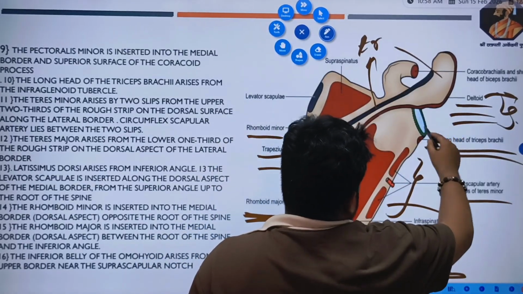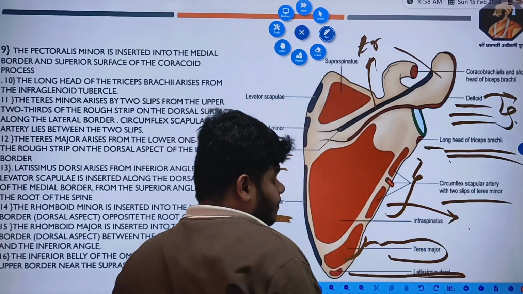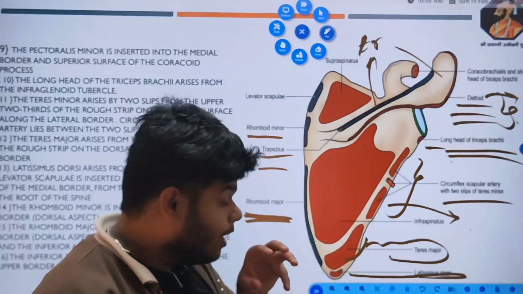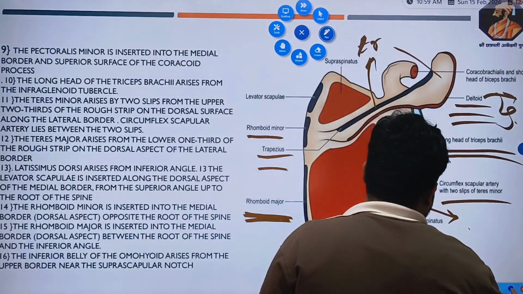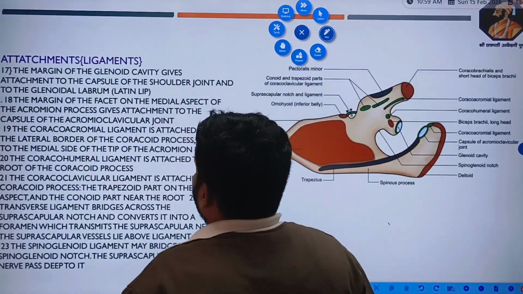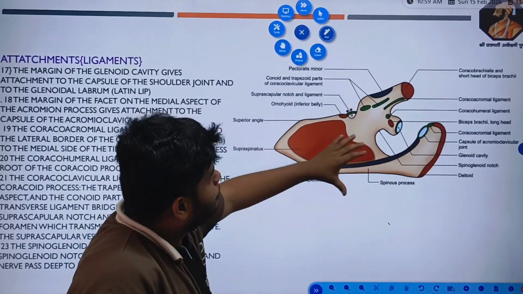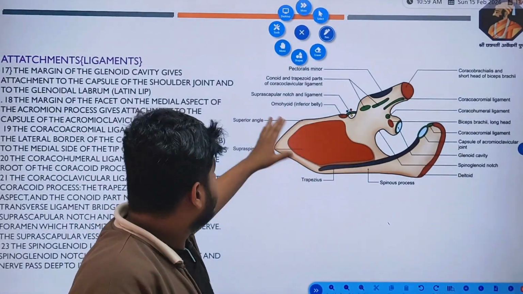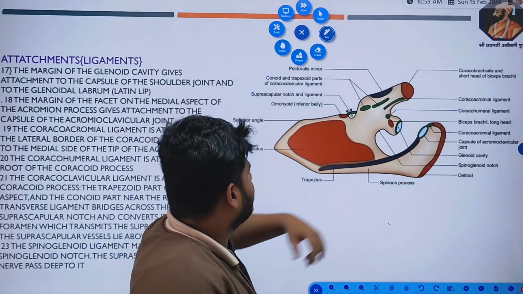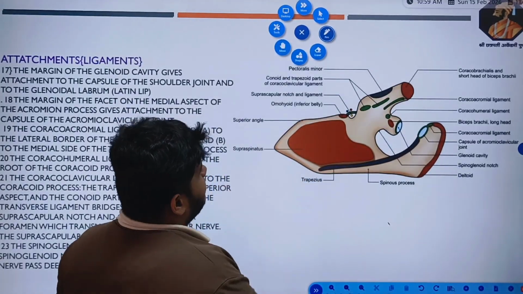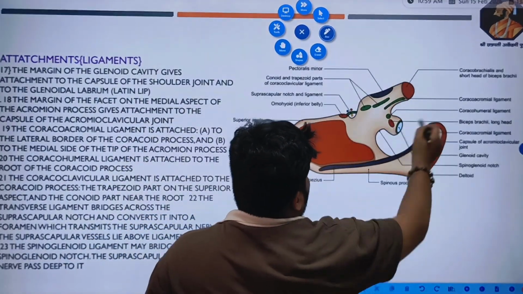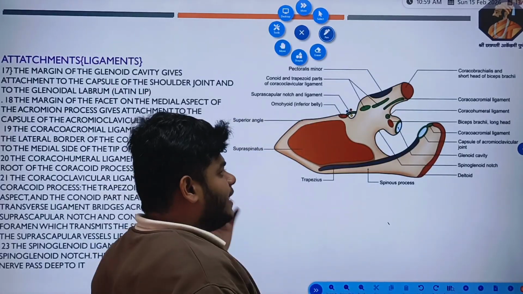Here there is a ligament capsule, the shoulder capsule, which holds the head of the humerus. Now we will see the superior part seen from the dorsal perspective. This is the spinous process, and there are attachments on the coracoid process. So let us see what the attachments are.